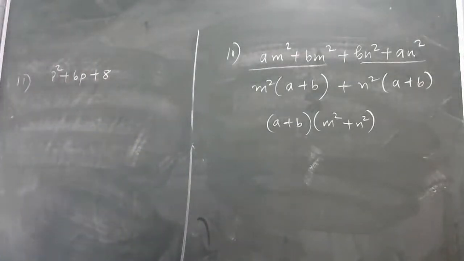Which identity are you using? A plus b whole square. No, sir. Then can you write the 8 as a square of some number? You will split it: 2 into 4, 4 into 2. Yes, 2 plus 4, 2 into 4. The x plus a into x plus b identity.